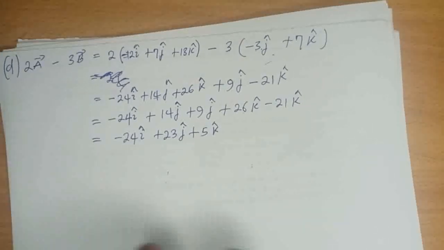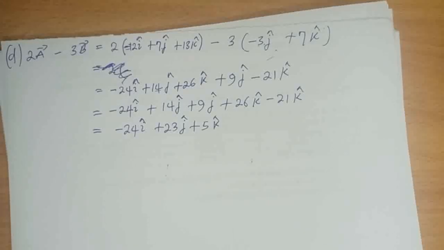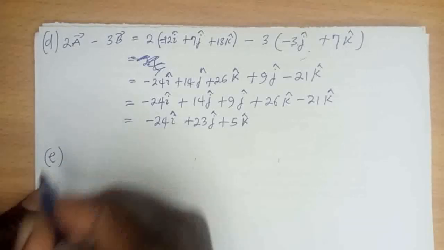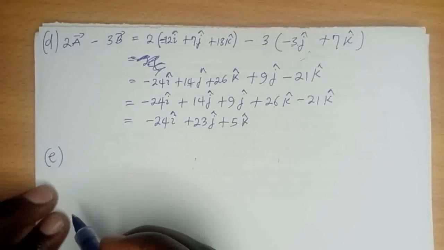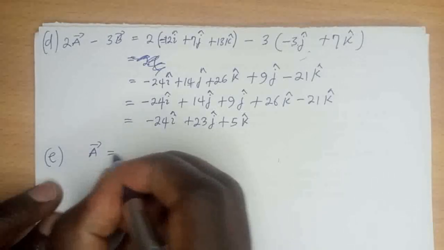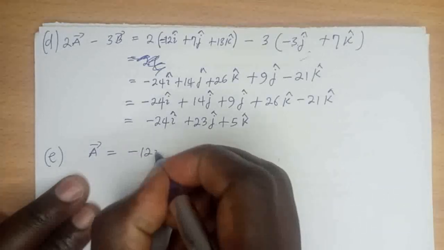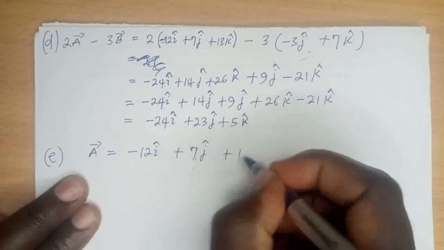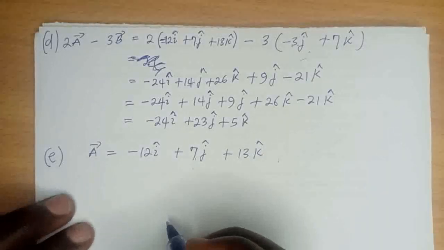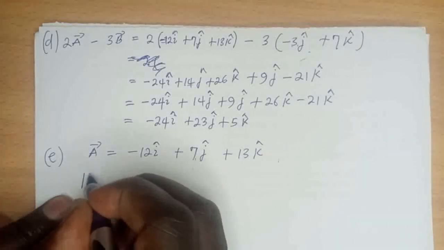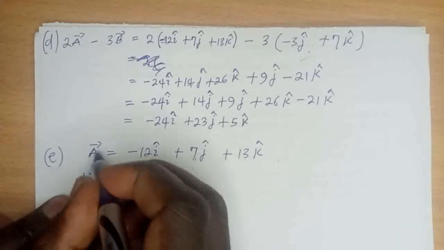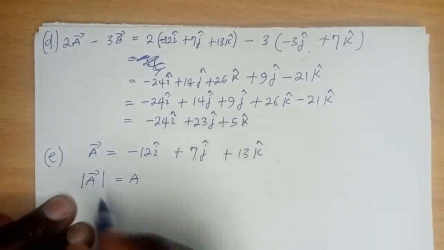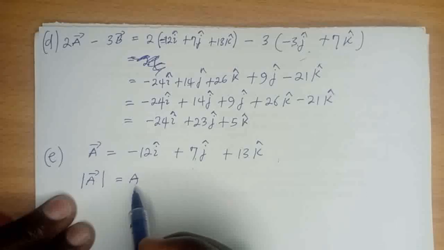Then we move on to E, where we'll find the magnitude of our vectors. E says we should find the magnitude of vector A. Remember, your vector A is negative 12 I cap plus 7 J cap plus 13 K cap. So the magnitude of A, you can write it like this, or you simply remove the vector arrow here. Whether you write it like this or like this, you mean magnitude of A.